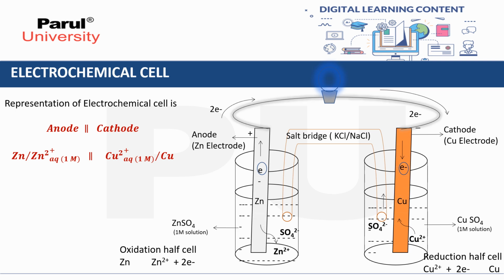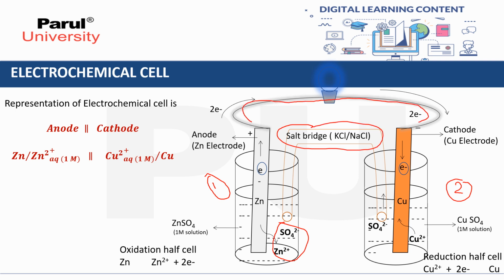Let us see the schematic diagram of the electrochemical cell. As shown in the diagram, in the first half cell, a zinc electrode is dipped in the ZnSO4 solution, and in the second half cell, a copper electrode is dipped in copper sulfate solution. Both half cells are connected with the salt bridge and the electrodes are externally connected with the meter.